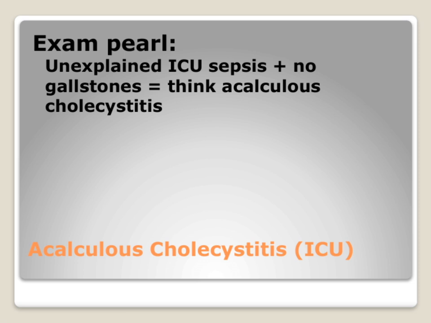It often presents with nonspecific symptoms, which can make diagnosis challenging. The key point is that in the ICU setting, when sepsis occurs without an obvious source and gallstones are absent, this diagnosis should be high on your differential. This condition is serious because it can lead to gallbladder necrosis or perforation if not recognized and treated promptly. So always keep this in mind when evaluating ICU patients with unexplained sepsis. Consider acalculous cholecystitis as a potential underlying cause, especially when imaging or clinical clues point toward gallbladder inflammation without stones.